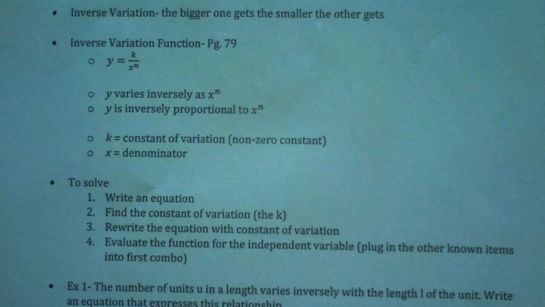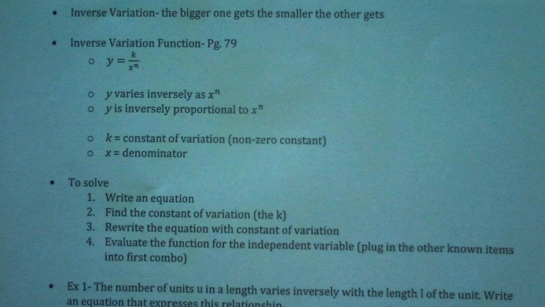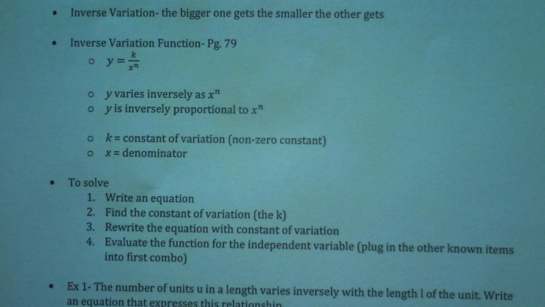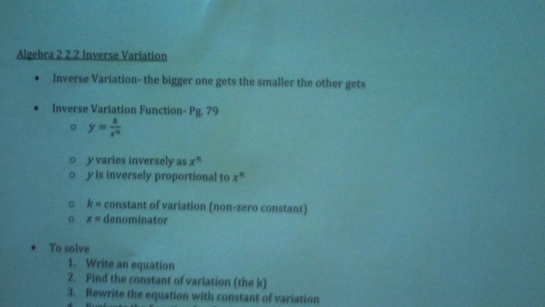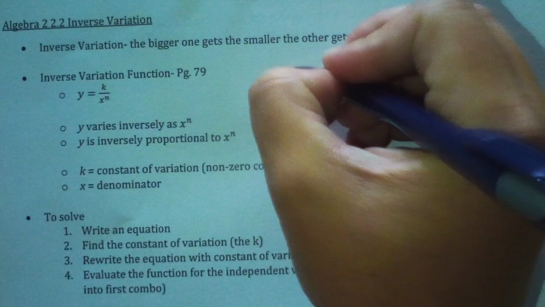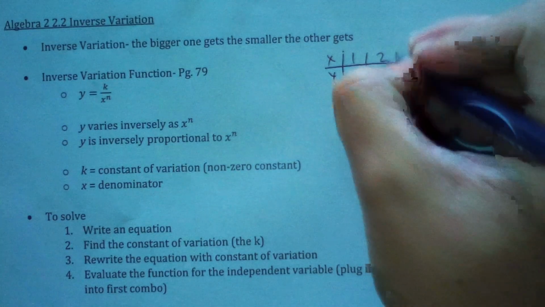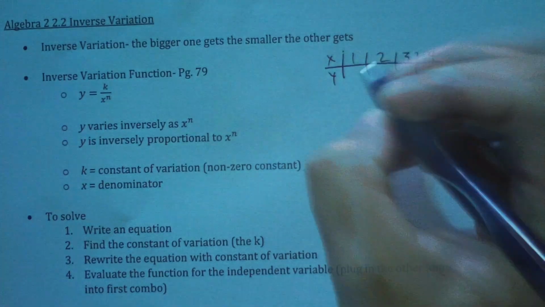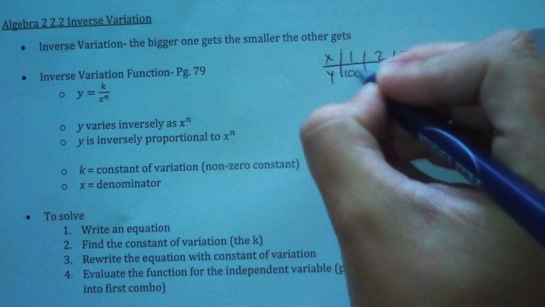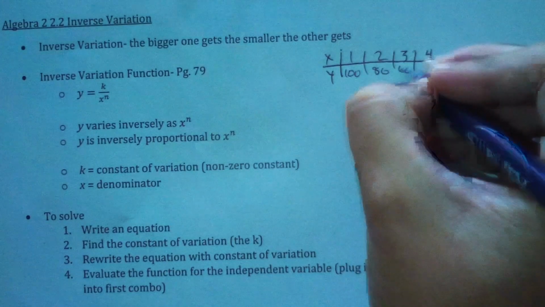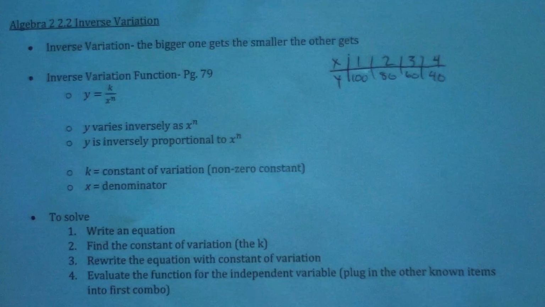Very similar. The only difference is, on Friday when we did the direct variation stuff, as one thing got bigger, the other thing also got bigger, right? Inverse variation is the opposite of that, where when one thing gets bigger, the other one gets smaller. If you want a little chart like we did on Friday to represent that, say you've got X and Y. If we go 1, 2, 3, 4, our Y's would be starting with big numbers and going to small numbers. So as our X's are going up, our Y's are actually getting smaller.